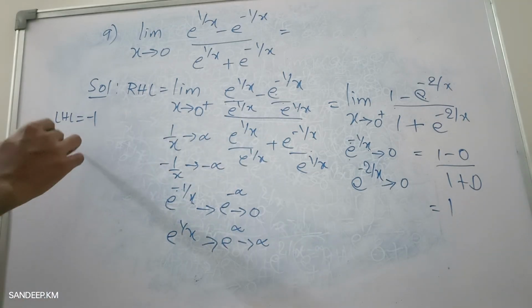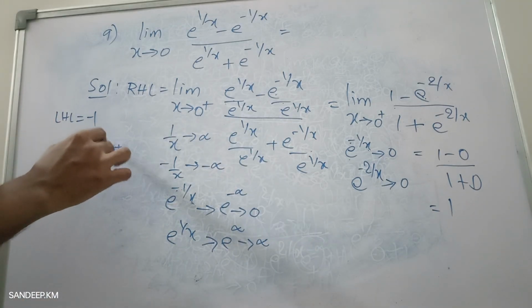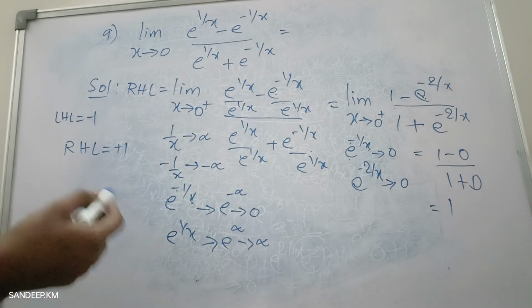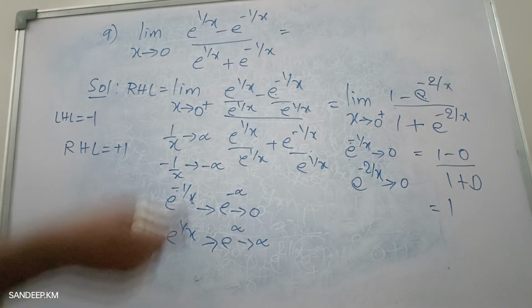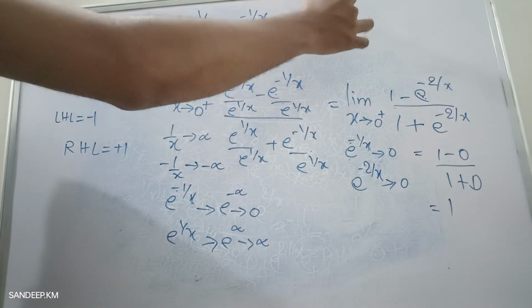RHL is 1, but LHL is minus 1. LHL is not equal to RHL. Left hand limit is not equal to right hand limit. Therefore, the limit of this function also does not exist.